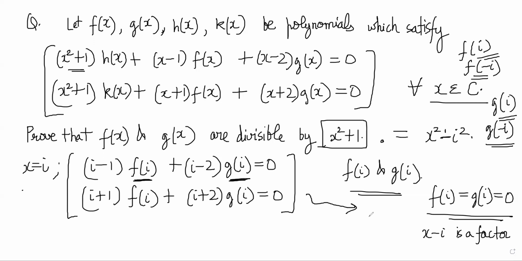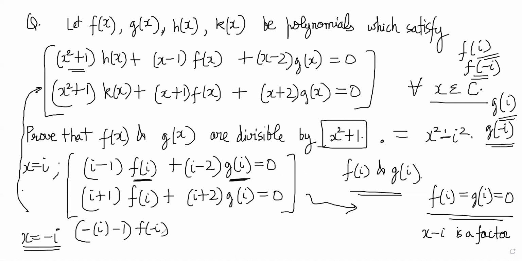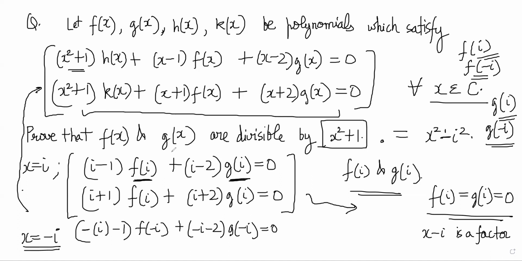And that will mean that x minus i is a factor for both f of x and g of x, right? Similarly, how do we check the other thing? We put x is equal to minus i in the same two relations, right? We put x is equal to minus i here. You get minus of (i minus 1) times f of minus i plus (minus i minus 2) times g of minus i is 0. And similarly, you get another relation from here. You solve it again and find out the values of f of minus i and g of minus i. It will turn out that both of them are also 0.